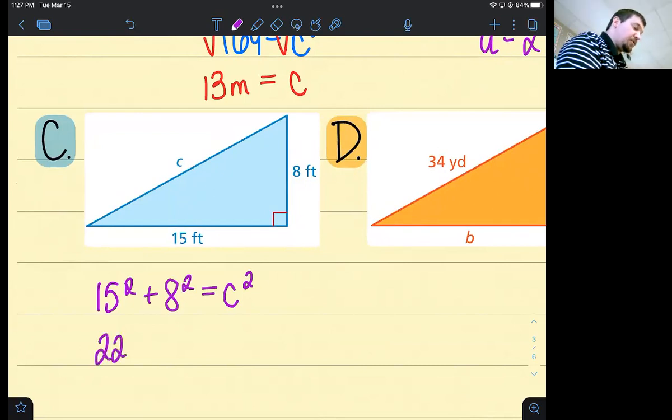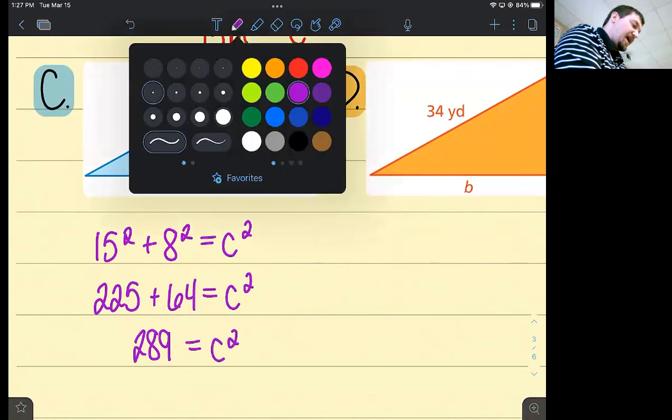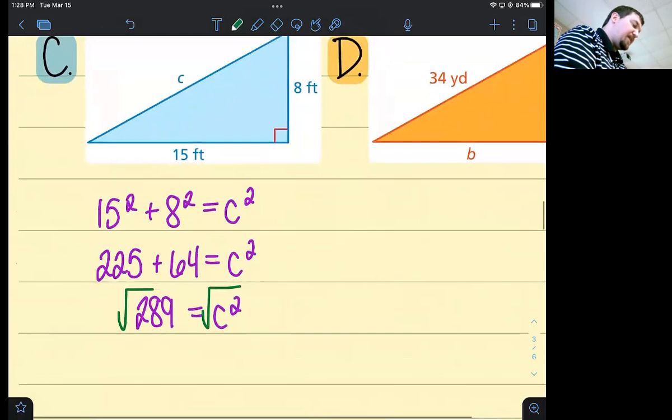Brady knows that because he knows those 25 perfect squares. He's done them. Have you done yours? I've done mine. What's 8 squared? 64. And then Brady, what did you get when you added 225 and 64? Brady knows 289 is a perfect square because he's done his perfect squares. Brady, when you square root 289, what will you get? 17. Yep, 17 feet. There you go.